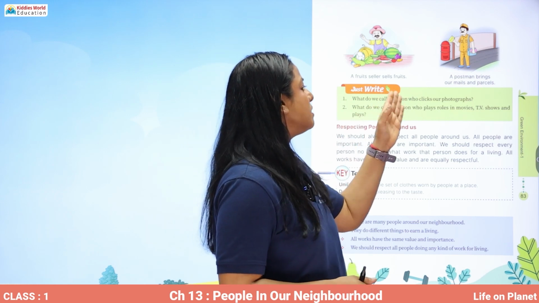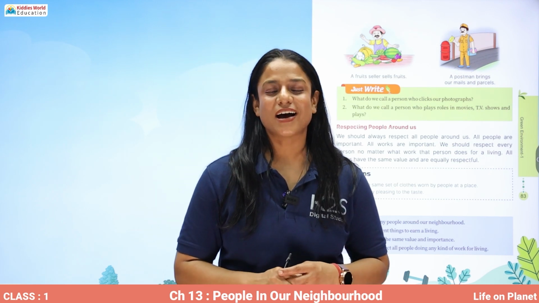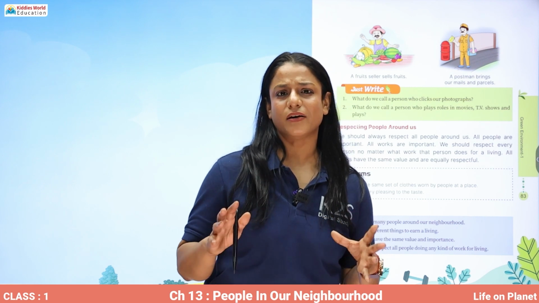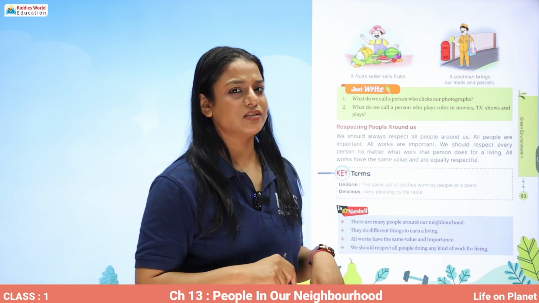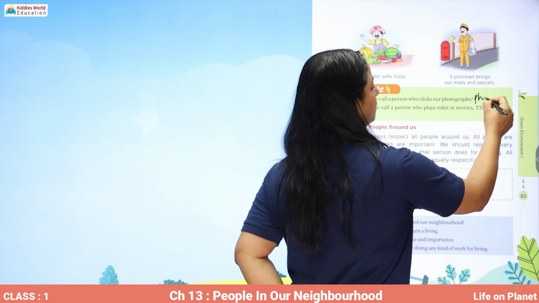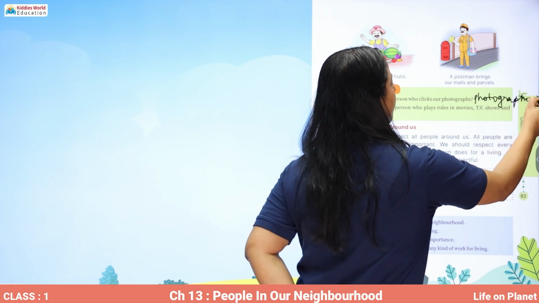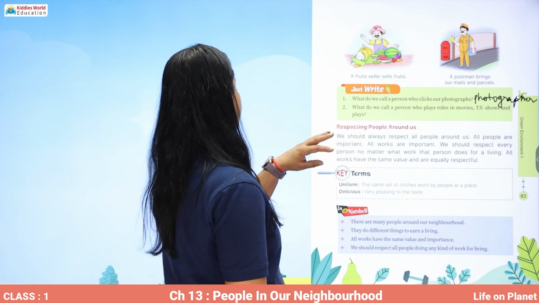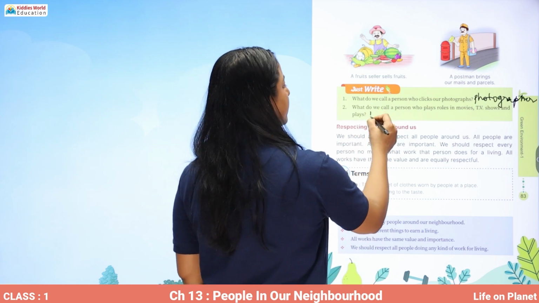What do we call a person who clicks our photographs? So when we are in parties, when we are in functions, marriages, there is a person who has a camera in his hand and keeps on clicking pictures of everyone. That person is called a photographer. And what do we call a person who plays roles in TV shows, movies and plays? The person is called an actor.